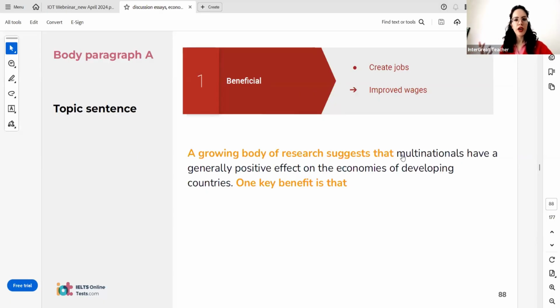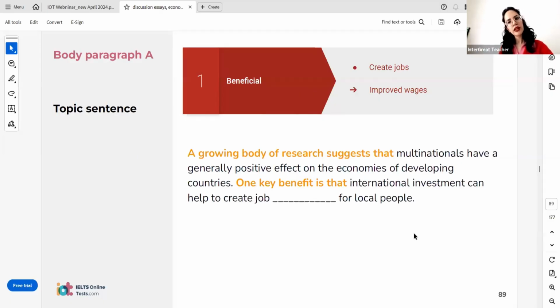Now, I need to say, okay, what is that positive effect that I'm talking about? Well, one key benefit is that international investment can help to create job for local people. That's my, let's say, bullet point in my plan. Can you help me complete it though? Help to create job. Job what?